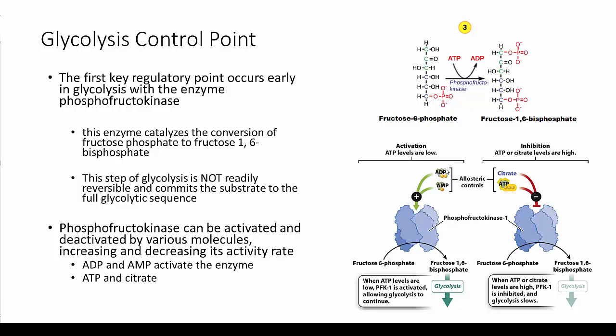The way it works in nature is that a high level of these molecules will actually bind to an alternative binding site on the enzyme phosphofructokinase, and that reconfigures the shape of the enzyme to increase its activity level to convert more of the fructose 6-phosphate to more of the fructose 1,6-bisphosphate.